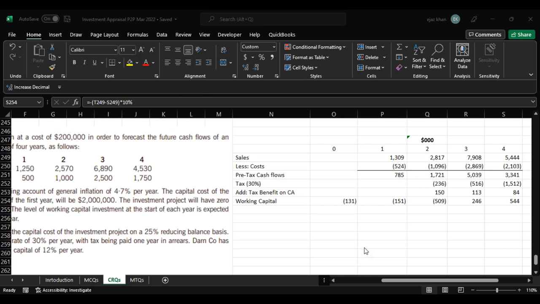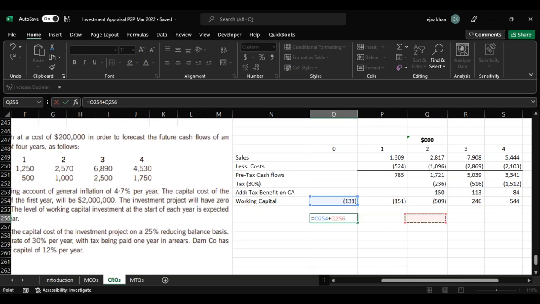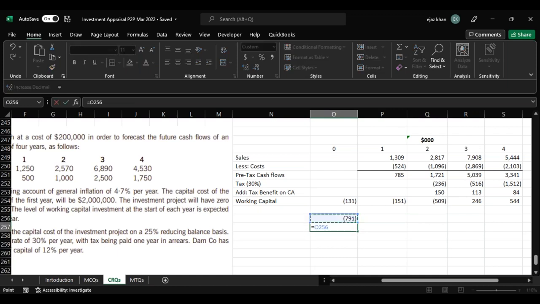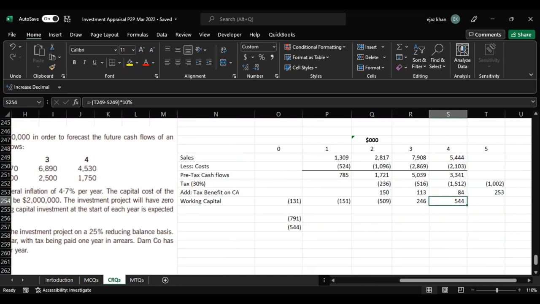Now just look at this. How much did we invest? We invested 131, then we invested 151, then we invested 509. So we invested a total of 791,000 of working capital in the first 3 years. But in the next year, we withdrew 246,000 out of 791,000. So if we just reduce it by 246, the remaining working capital stuck up in the project will be 544, and this 544 will be withdrawn at the end of the fourth year.